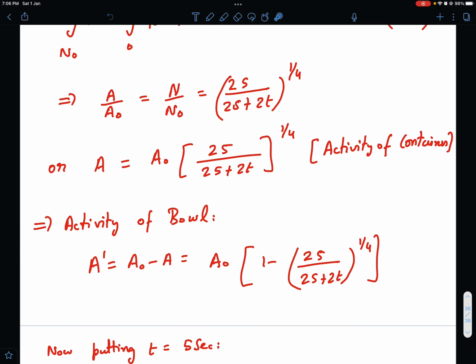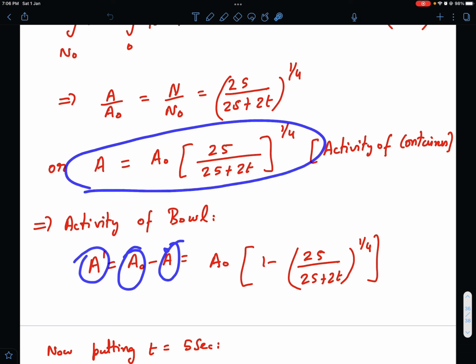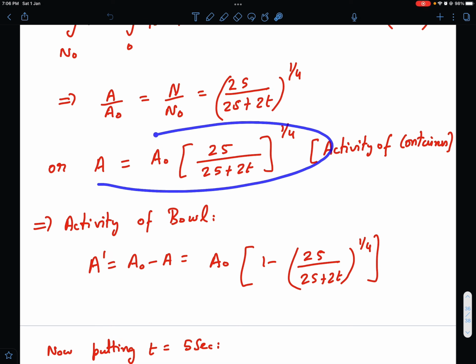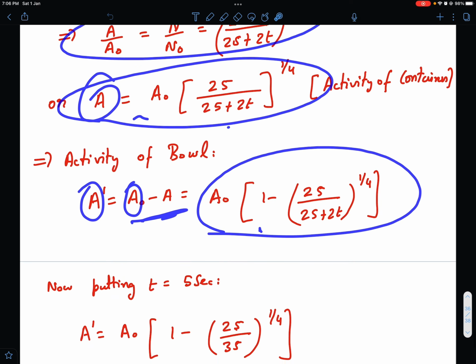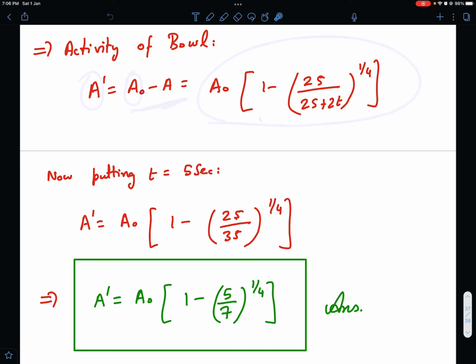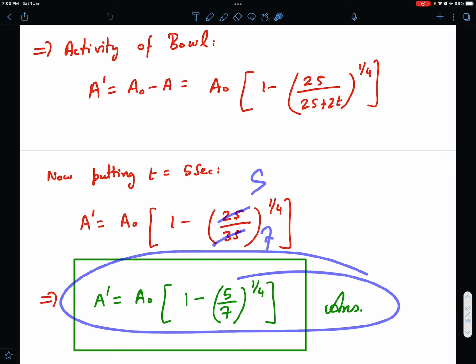Sorry, this is activity of the container. So activity of the bowl will be A naught minus activity of the container. I hope you followed the logic correctly. So this is the activity of the container that we had found. If you subtract A naught minus this, it comes to be the activity of the bowl. And now you just put t equal to 5 seconds and then simplify. So this becomes 25 by 35 whole to the power 1 by 4, and this is 5 by 7, right? So this is the final answer that we get.